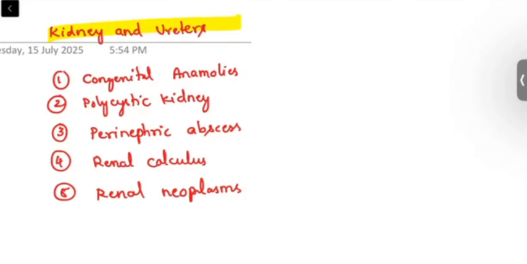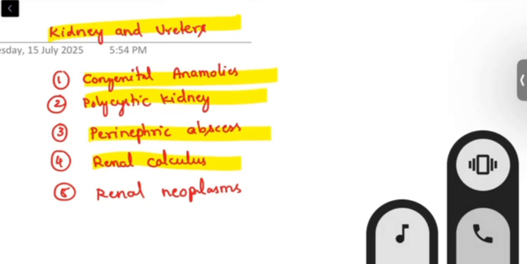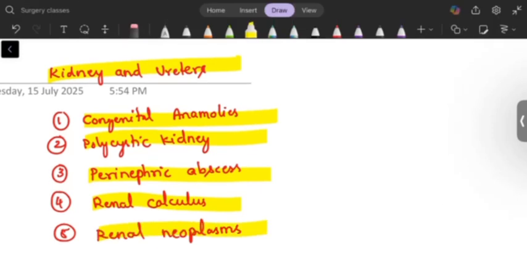According to your curriculum, which I have seen, they have mentioned some clinical features, etiopathogenesis, and treatment modalities related to the following things: congenital anomalies of kidneys and ureters, polycystic kidney, then perinephric abscesses, and then renal calculus, and then renal neoplasm.